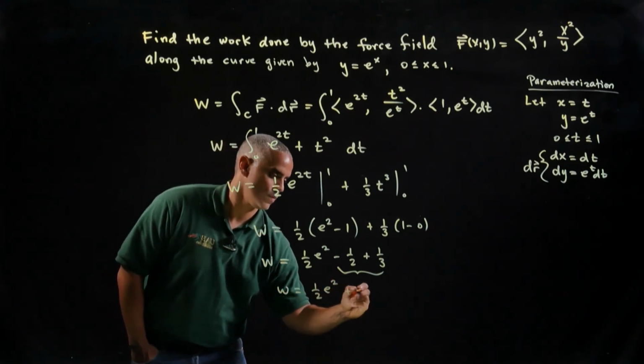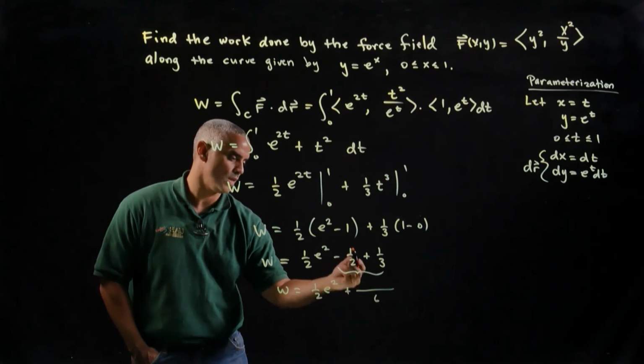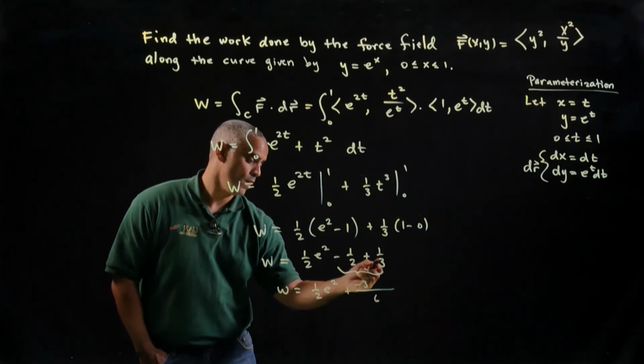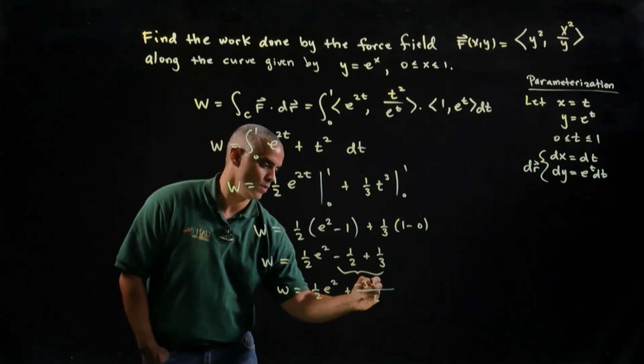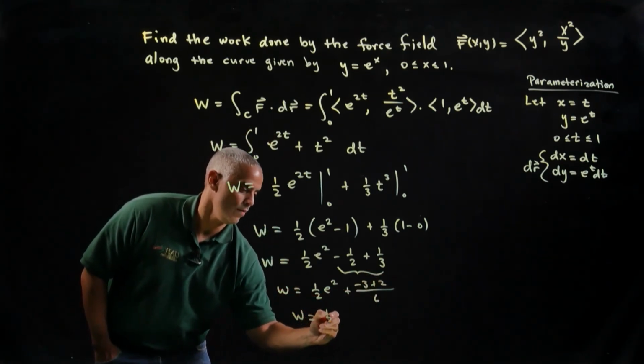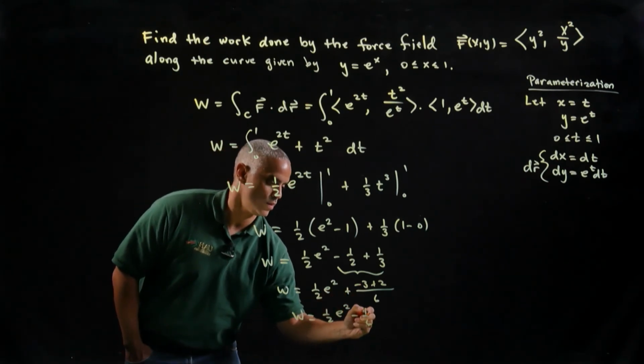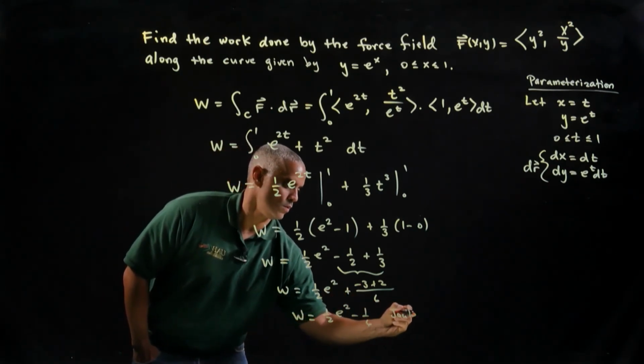So I need a common denominator. 3 times 2 is 6. 2 goes into 6 3 times. 3 times negative 1 is negative 3. 3 goes into 6 2 times. 2 times 1 is a plus 2. So my work ends up as 1/2 e squared minus 1/6 joules.